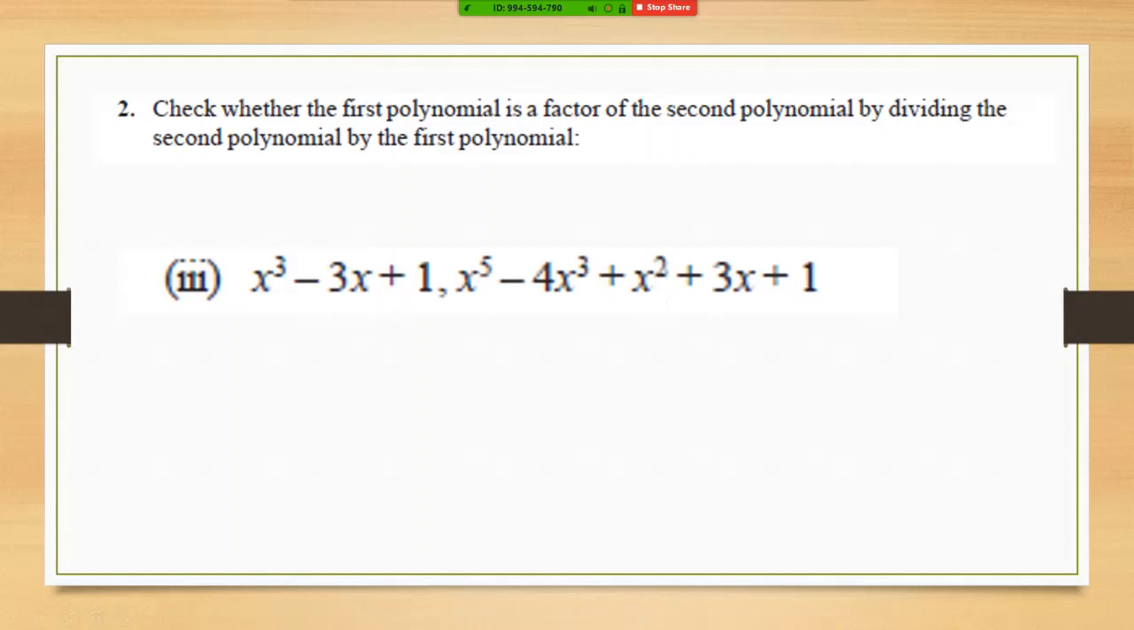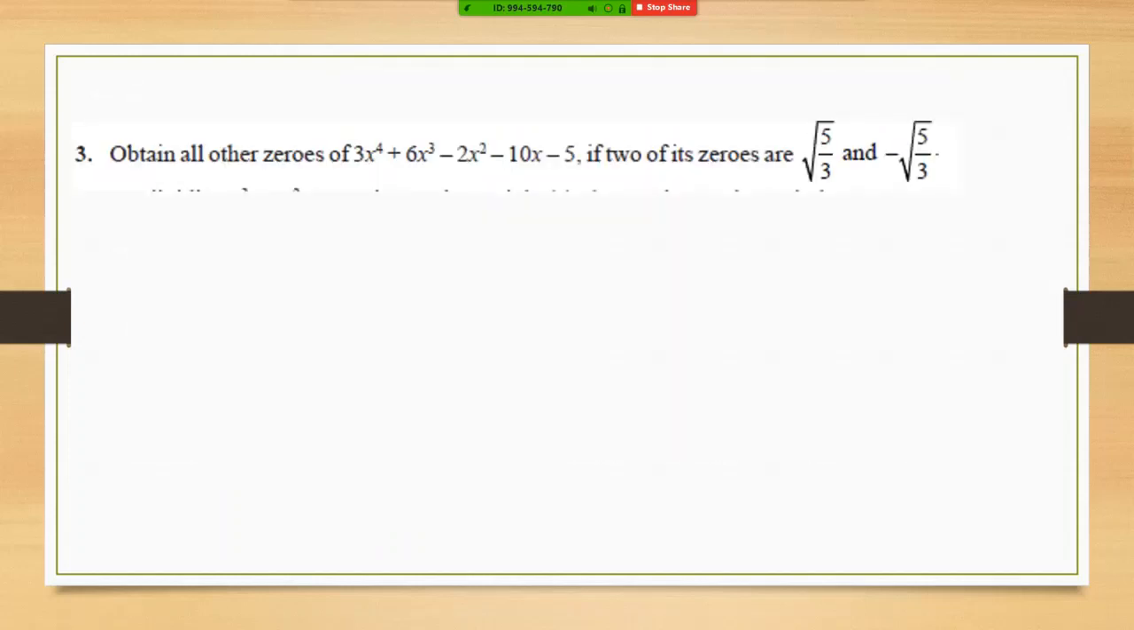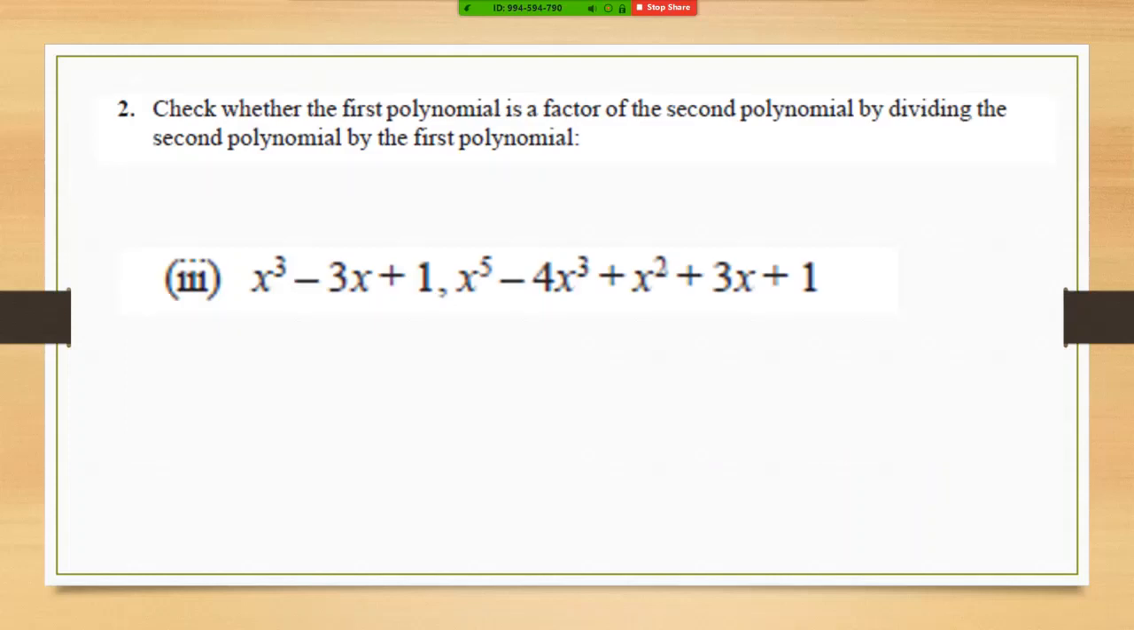Others have started working with this. Yes, ma'am. Go with main question number 3. All those who finished this one can go with main question number 3.